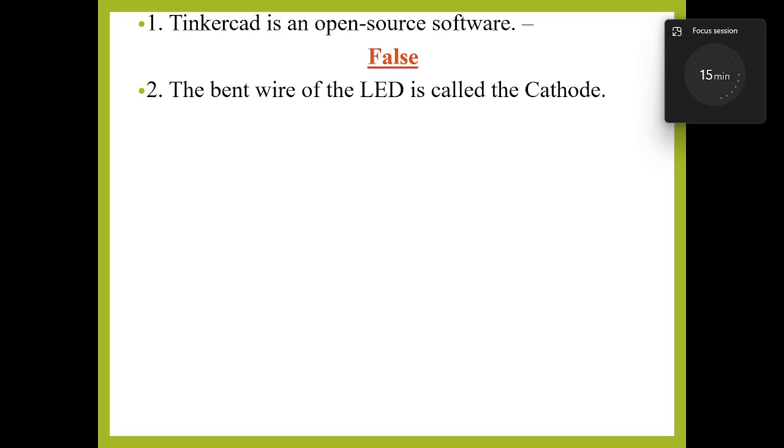Next question. The bent wire of an LED is called the cathode. If you remember LED, in the next slide, I'll show you the diagram. You will have one straight line and one bend line. The bend line is cathode.